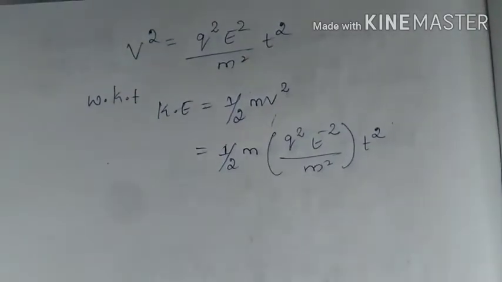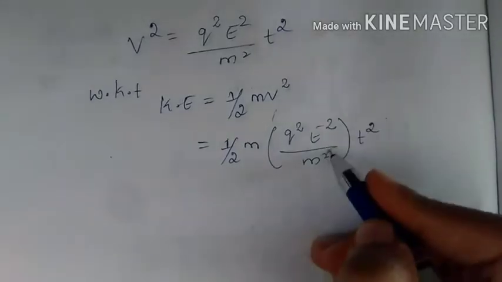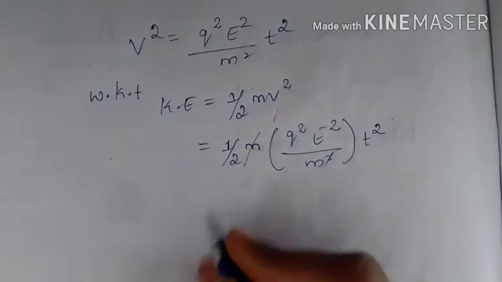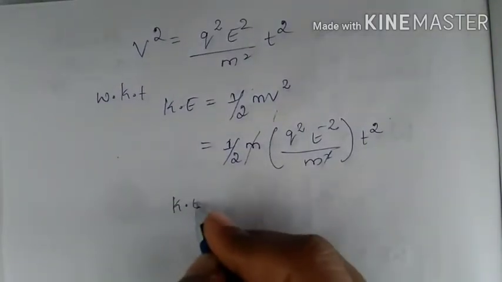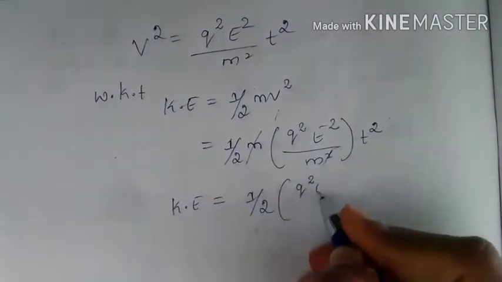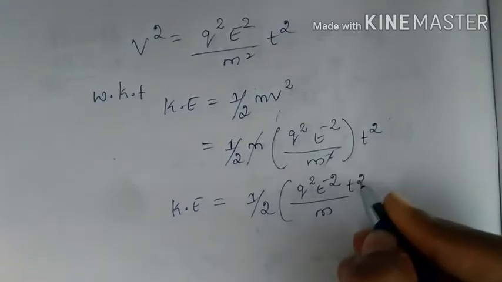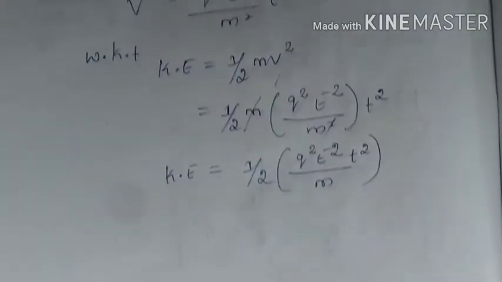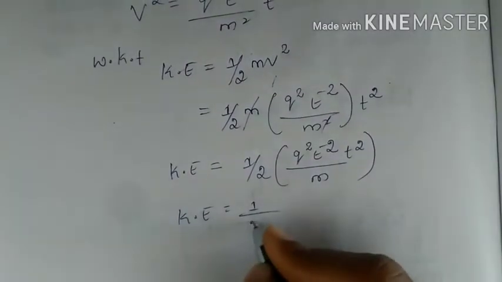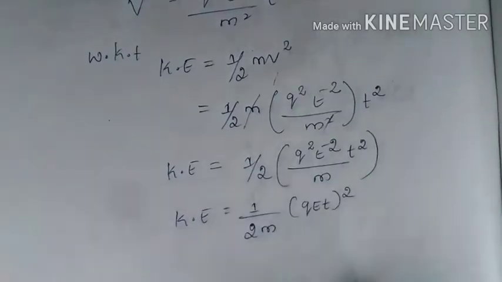So this is the equation. Now let us cancel the terms which are cancelable. Here m square is there, m is there, and the rest are not cancelable. So KE is equal to half q square E square divided by m times t square. I can also write this as KE is equal to half m (qEt) whole square.